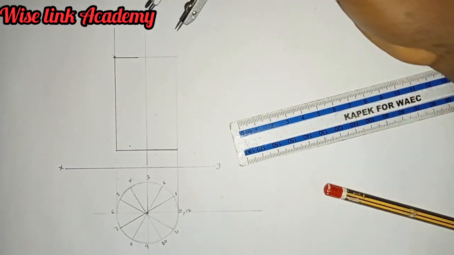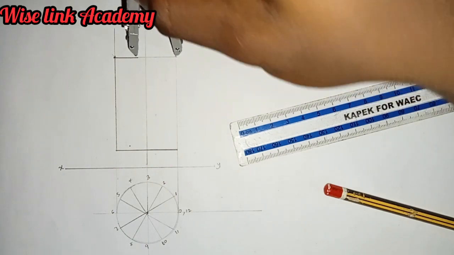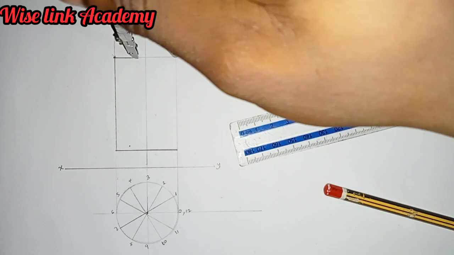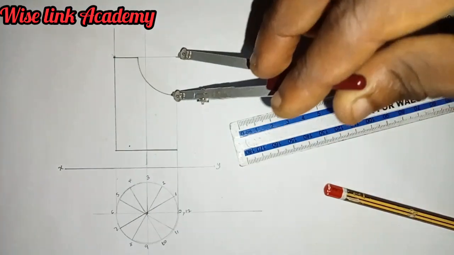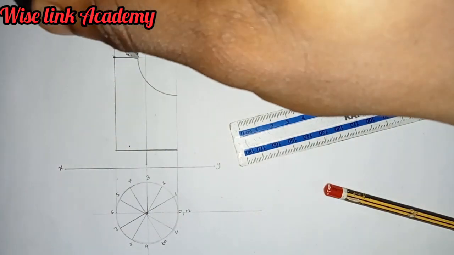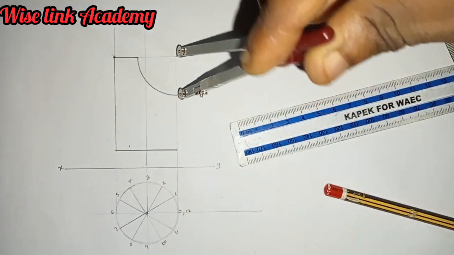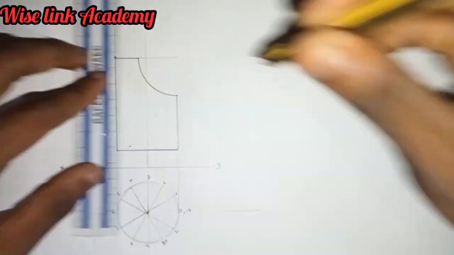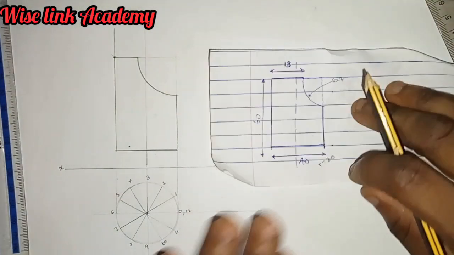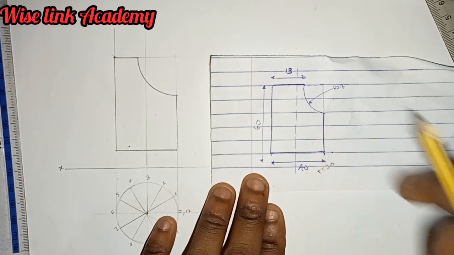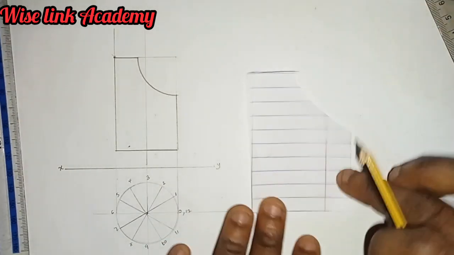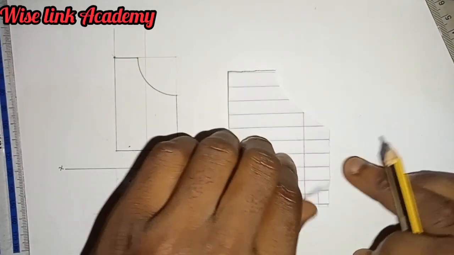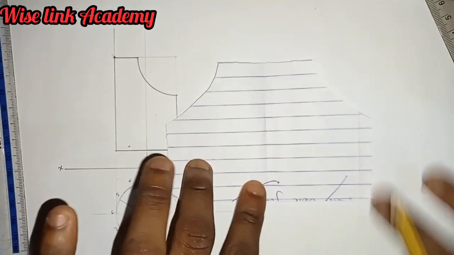The next thing to do is take your compass at this edge point, extend it to the point at which 13 ends, and cut an arc. You can see, you cut an arc. So you have successfully drawn this figure. See what we're having here. If you want to develop it, you'll have this. You see?